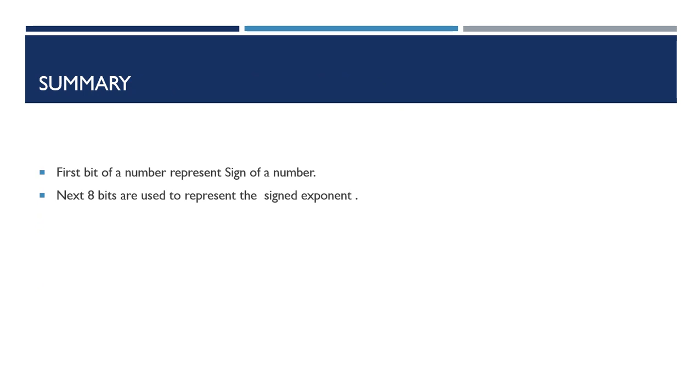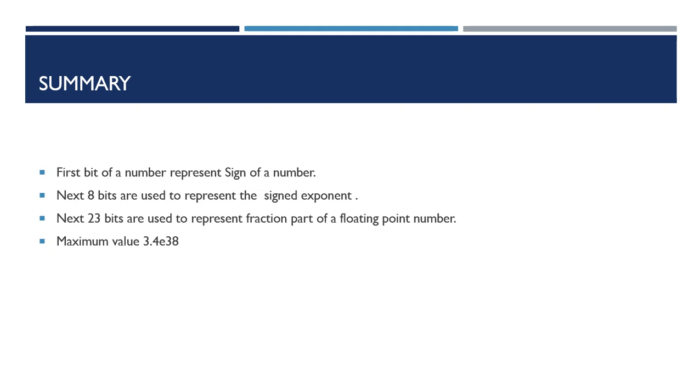Okay friends, let's summarize the whole topic. The first bit of a number represents the sign of the number, the next 8 bits represent the exponent part, and the next 23 bits represent the fraction part of our floating point number. The maximum value of my floating point number is 3.4 e raised to 38. This is the maximum value that a floating point number can represent. The minimum value is minus 3.4 e raised to 38. This is the minimum that a floating point number can represent. As I discussed with you, a float represents 6 to 7 digits after the decimal point.